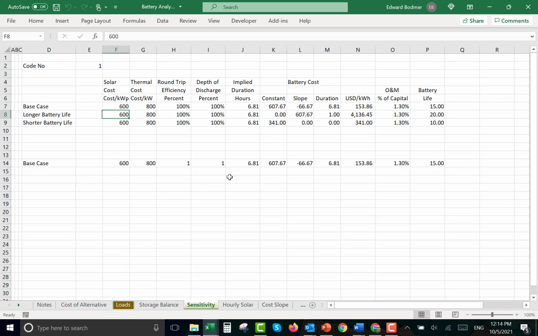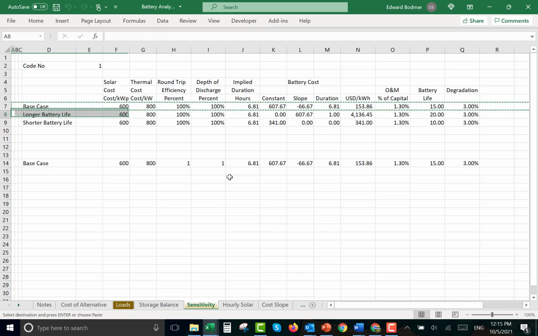And I haven't put the degradation here. Okay. And we'll put 3%. And I hope you say, oh, yes, we're finally doing something really comprehensive. And we just copy it over here. And this shows you just setting up a sensitivity case almost right when you do this.